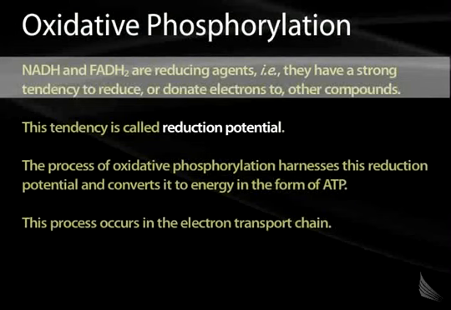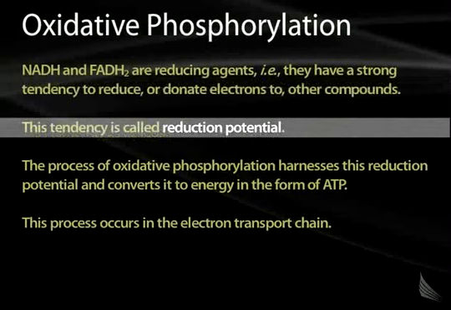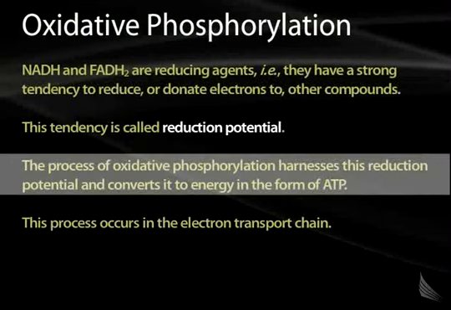Now, NADH and FADH2 are reducing agents. And what we mean when we say they're reducing agents is that they have a strong tendency to donate electrons to other compounds. And this tendency to donate electrons is called reduction potential. The process of oxidative phosphorylation harnesses this reduction potential and converts it to energy in the form of ATP. And this process occurs in the electron transport chain.